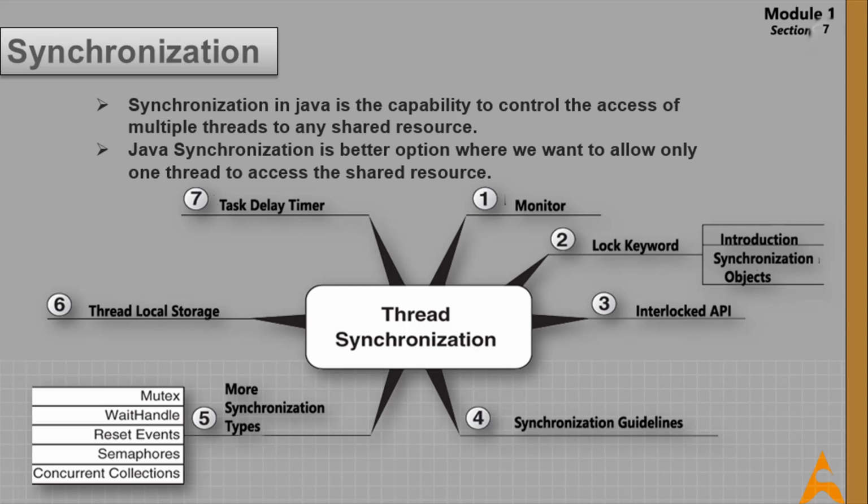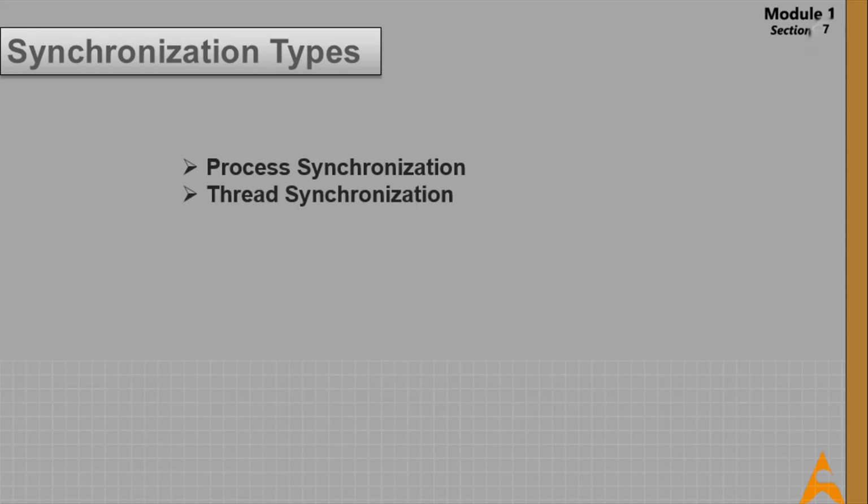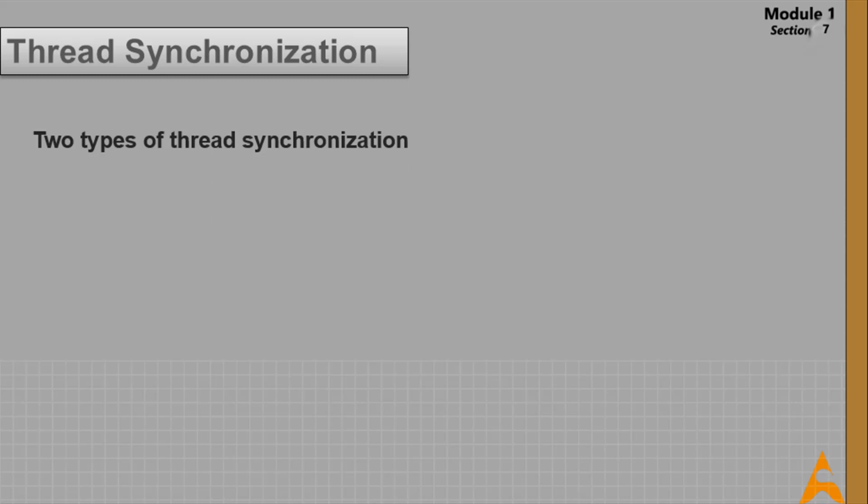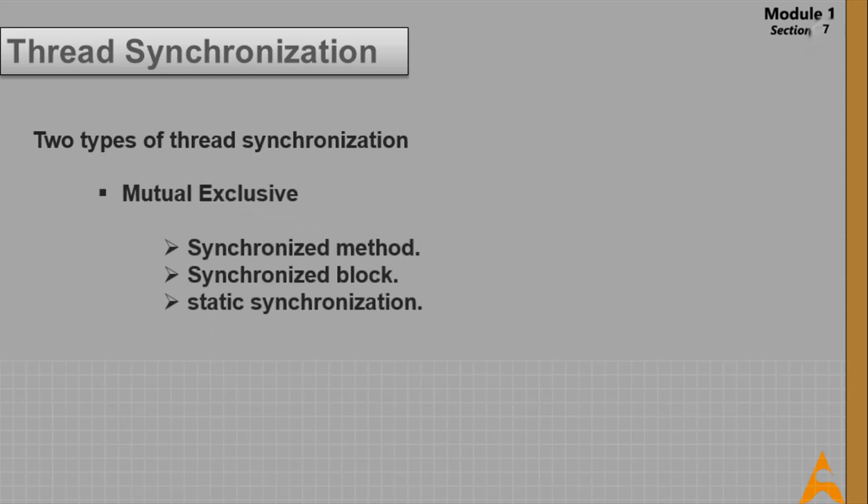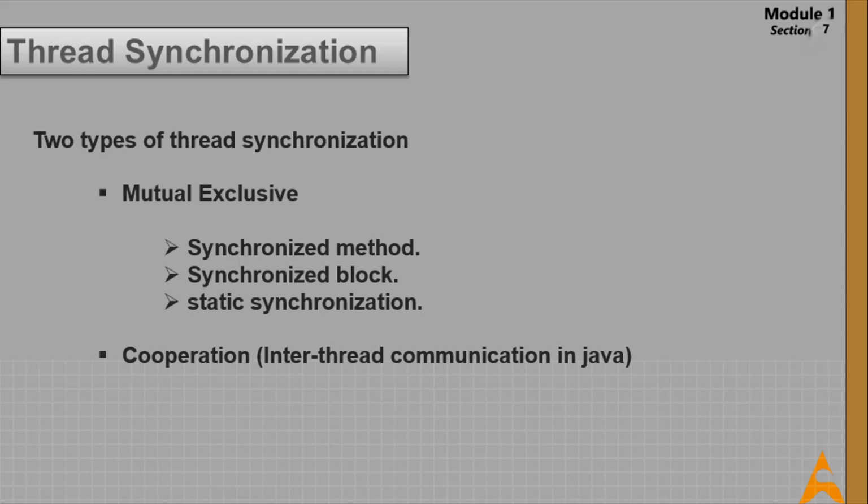Types of synchronization: process synchronization and thread synchronization. We will discuss thread synchronization in Java. Process synchronization is for the operating system. There are two types of thread synchronization in Java: mutual exclusion and cooperation. Mutual exclusion helps keep threads from interfering with one another while sharing data. This can be done in three ways in Java: by synchronized method, by synchronized block, and by static synchronization.